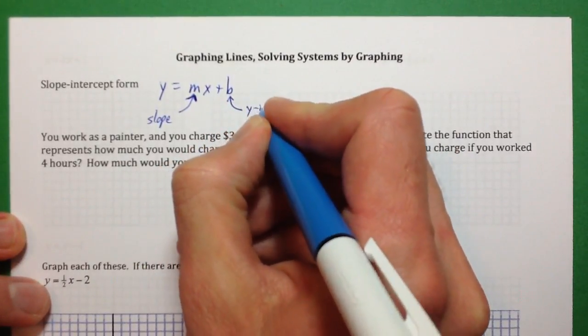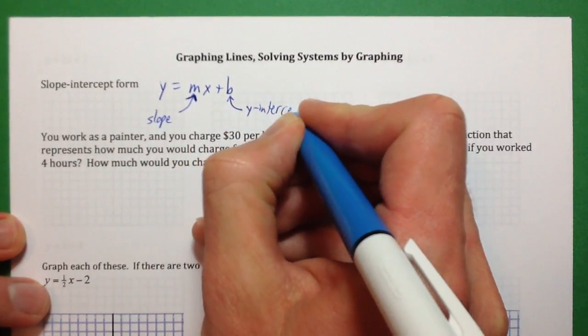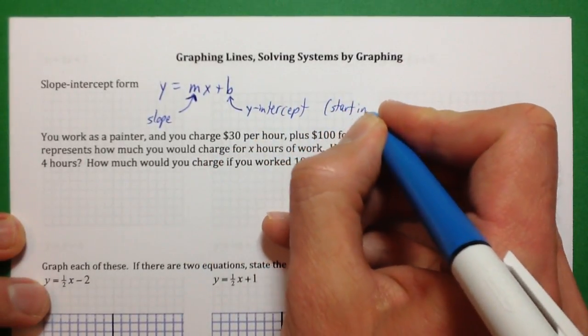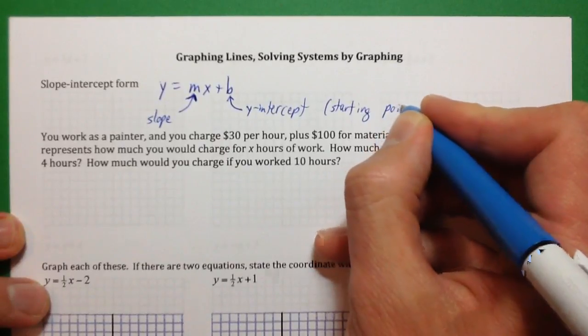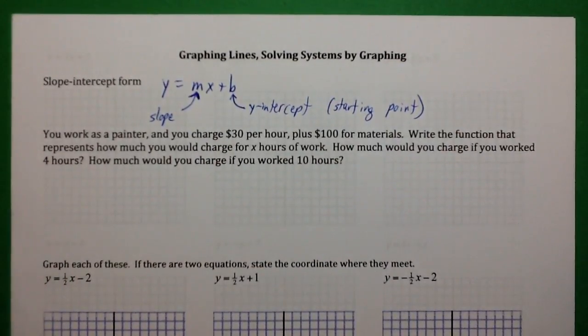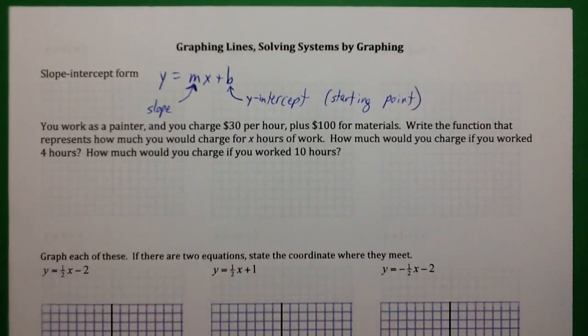This one is the y-intercept, and this is also known as the starting point. And you don't have to start there, but it's a really good place to start. And the y-axis is the axis that runs vertically. So I'm going to show you a real-world example, and then we're going to get into some graphs that can kind of relate to that.